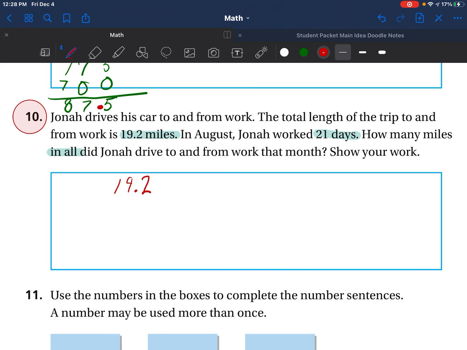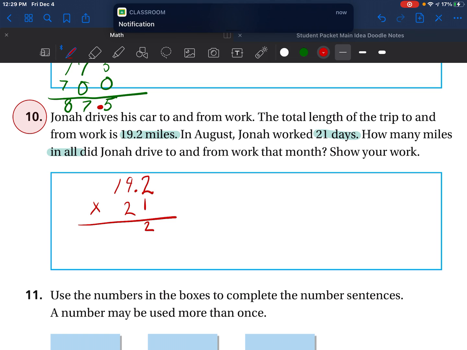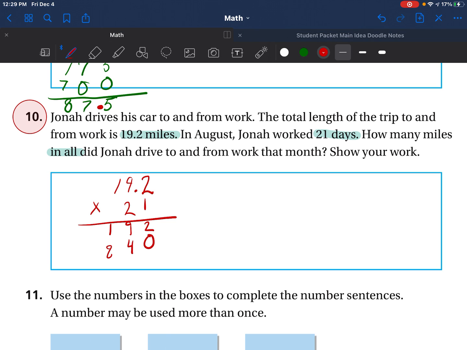I typically always put the number with the most digits at the top, but you definitely don't have to. It's not a requirement. 1 times 2 is 2. 1 times 9 is 9. 1 times 1 is 1. Placeholder. 2 times 2 is 4. 2 times 9 is 18. 2 times 1 is 2, plus 1 is 3. Add them up.